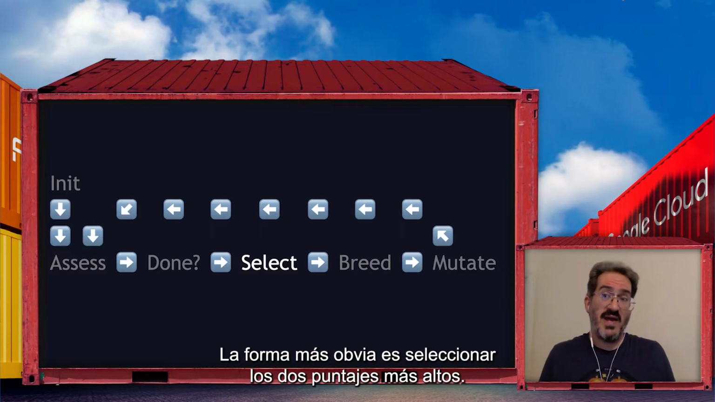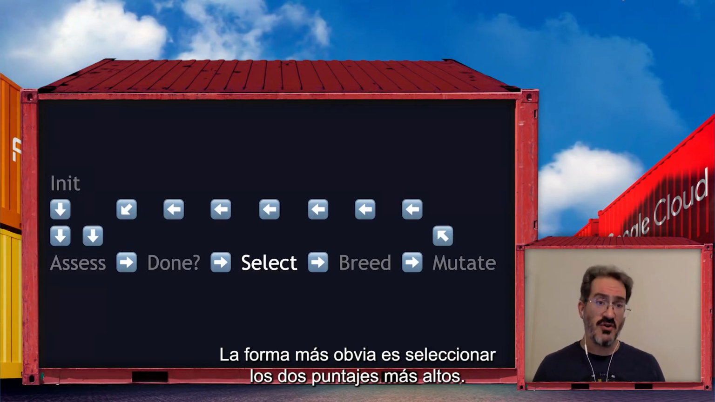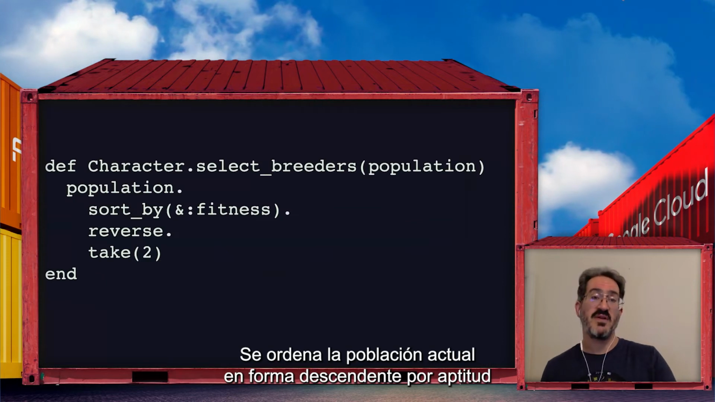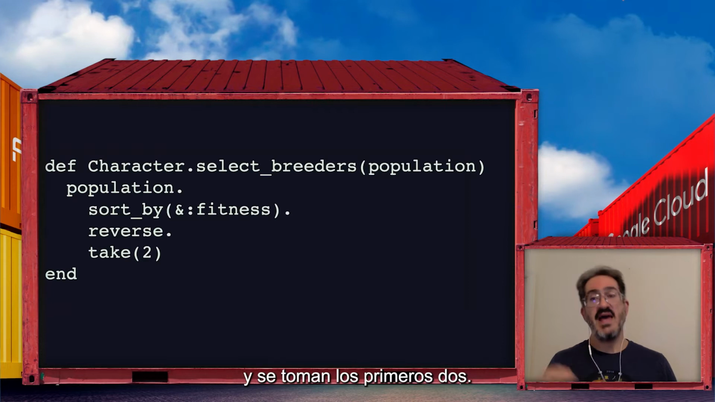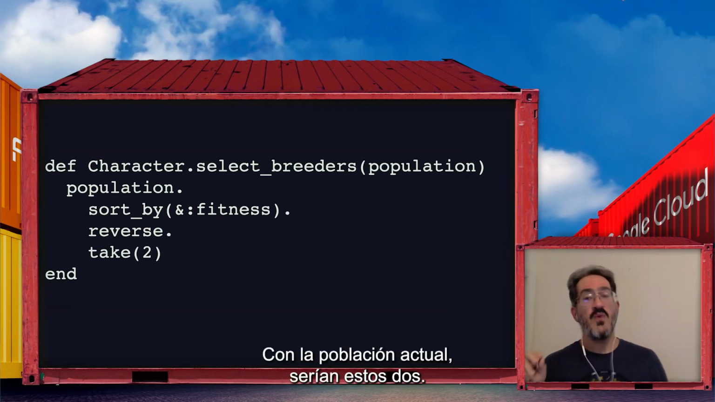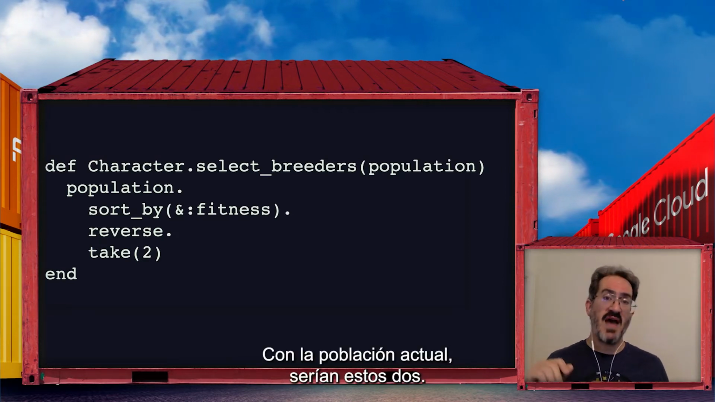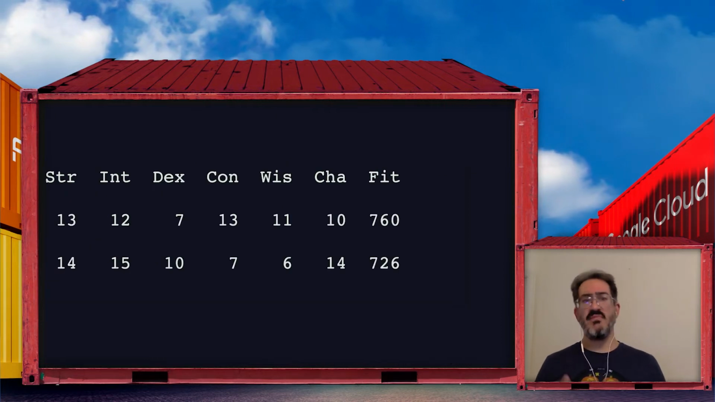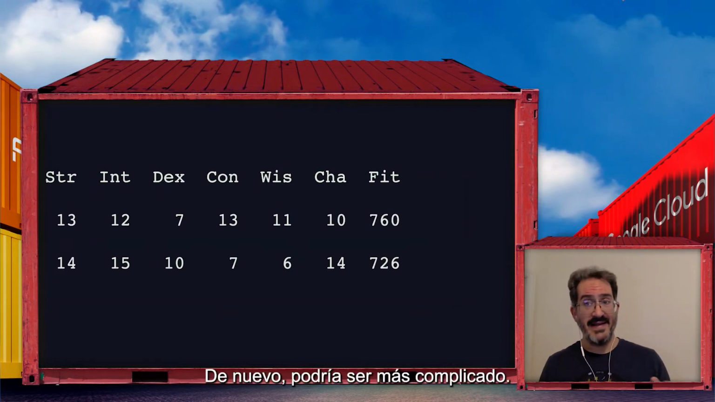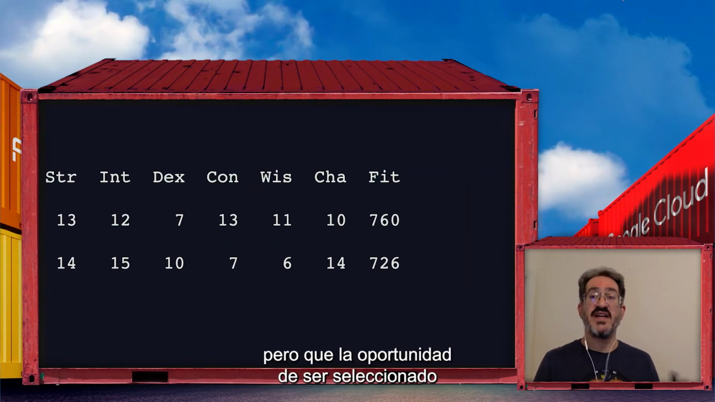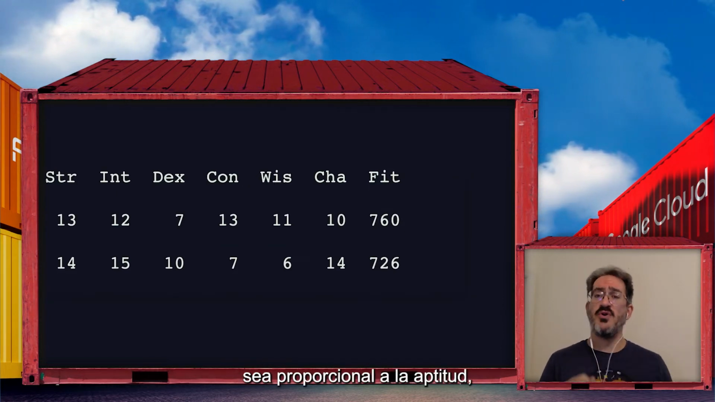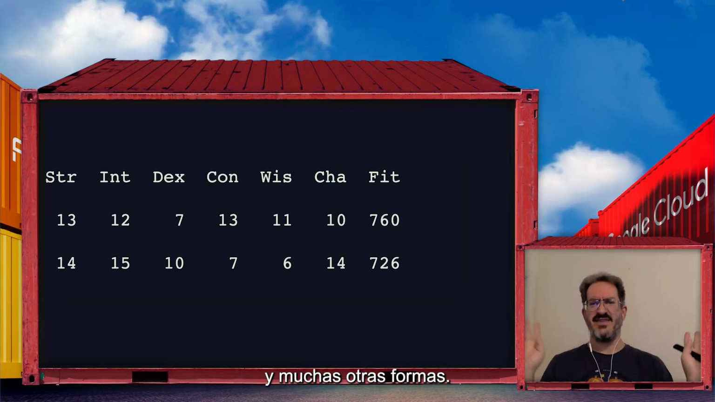The obvious way is to take the top 2 scorers like so. We take our current population, sort them by fitness in descending order, and take the first 2. With our current population, that would be these 2. Again, we could get more complicated, like selecting 2 randomly, with each individual having a chance to be selected proportional to their fitness, and lots of other ways.